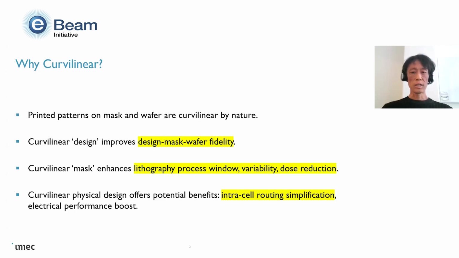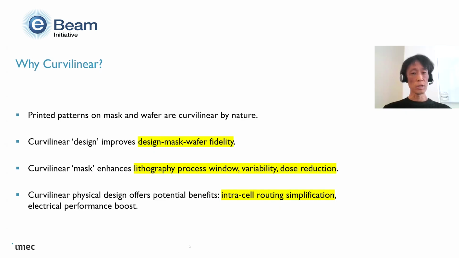Second, curvilinear design can improve the design, mask, wafer fidelity. With conventional Manhattan layouts, substantial OPC corrections are often required to compensate for imaging distortions. By allowing curvilinear geometries in the design itself, the intended pattern can more closely match the final printed shape, reducing the gap between the design intent and the manufactured reality.